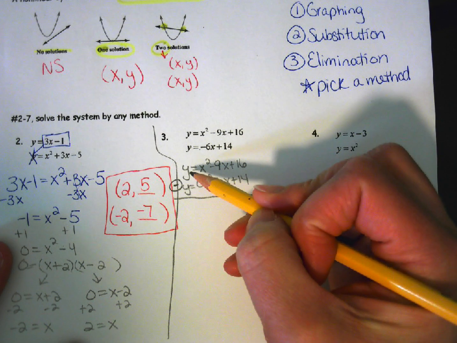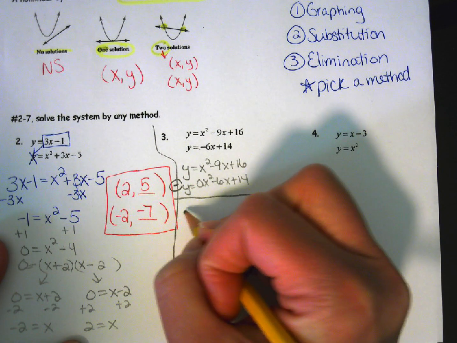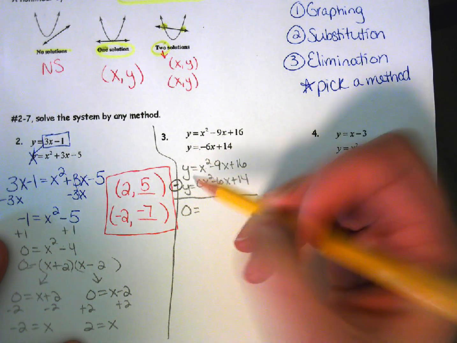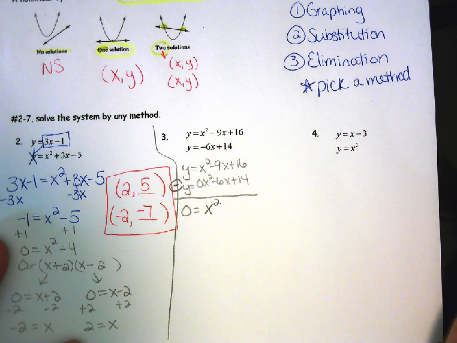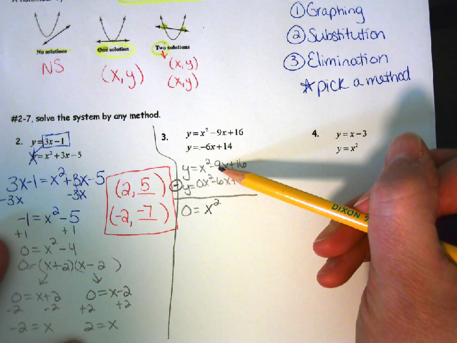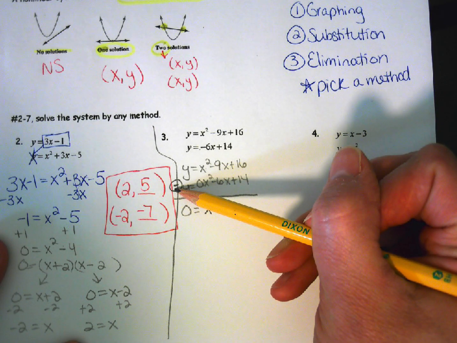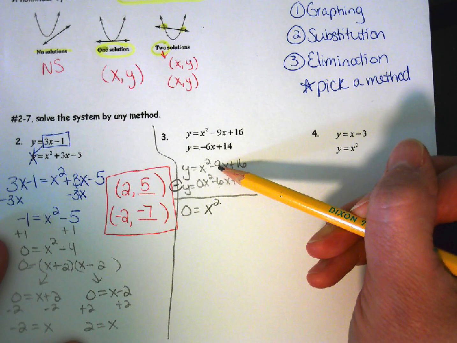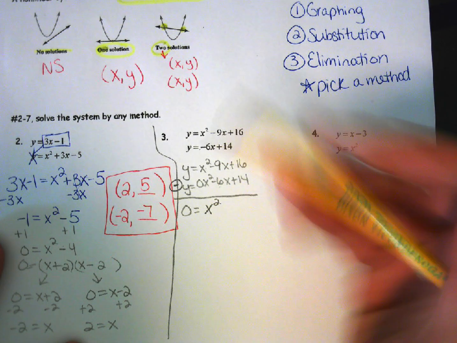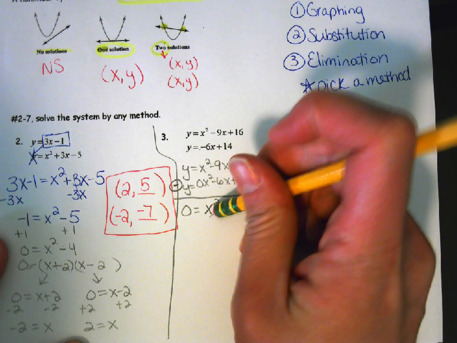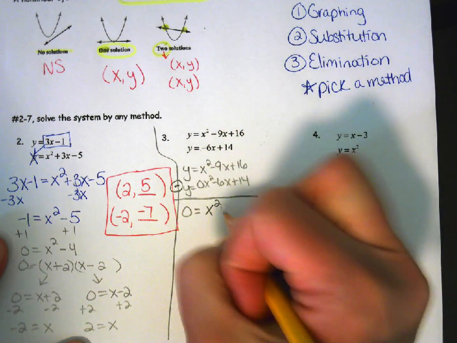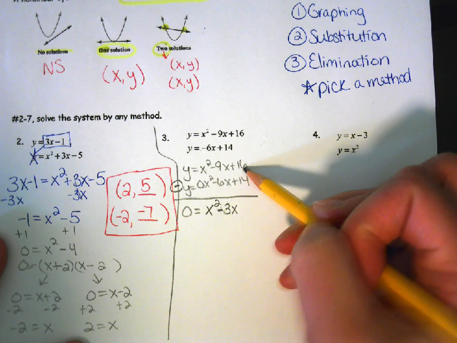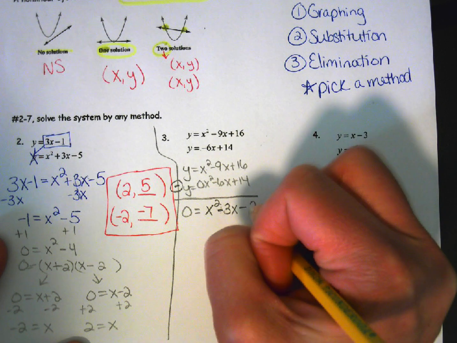So if we were to subtract y minus y, we would get 0. And then x squared minus 0, so you just get x squared. Now you do have to be careful here. You have a negative 9 minus a negative 6. So you're going to end up zip-zapping here. So that would really be negative 9 plus 6, which is a negative 3x. And then we're going to go 16 minus 14, which is 2.